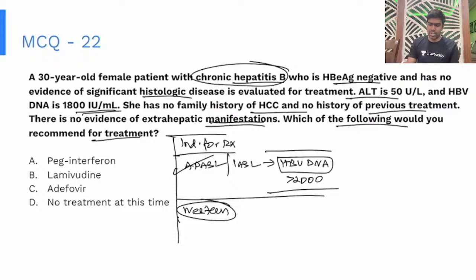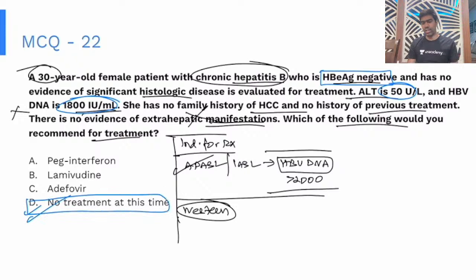And our patient did not have cirrhosis, did not have extrahepatic manifestations, is still less than 40 years, and the patient's E antigen status is negative. In E antigen negative status, the ALT should be elevated, and the HBV DNA should be more than 2000. Here the ALT is reasonably okay, and the HBV DNA is less than 2000. So definitely there is no indication for treatment at this point of time.